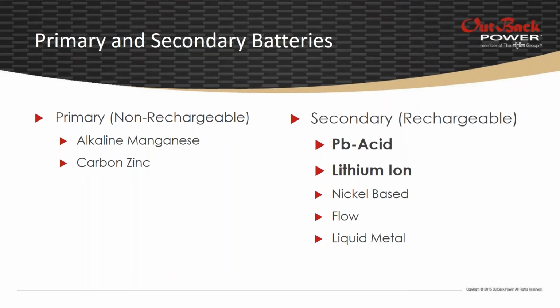And there are also some other battery chemistries out there. You have nickel-based, flow batteries, liquid metal, brine-based batteries. If we go back to our basic definition of a battery, which is a container of 2 or more cells electrically connected in which chemical energy is converted into electricity, then if you have 2 chemicals, doesn't matter what they are, that produce electricity, that could be considered a battery. But again, we're just going to go over lead acid and lithium ion because those are the most common today in renewable energy storage.